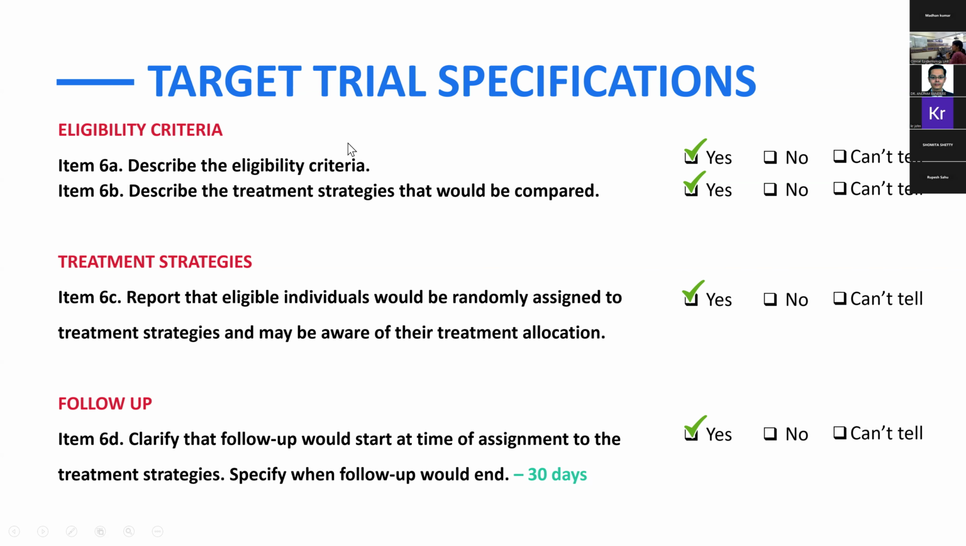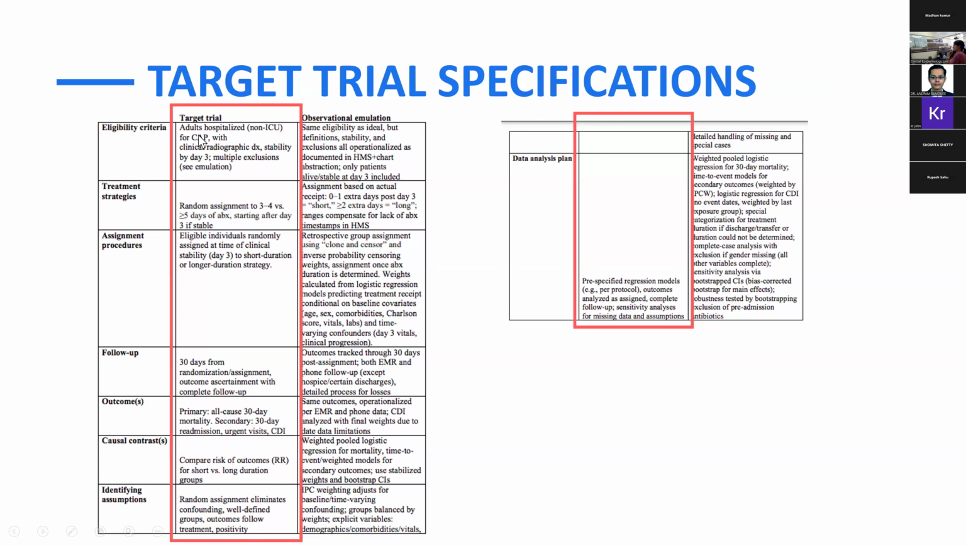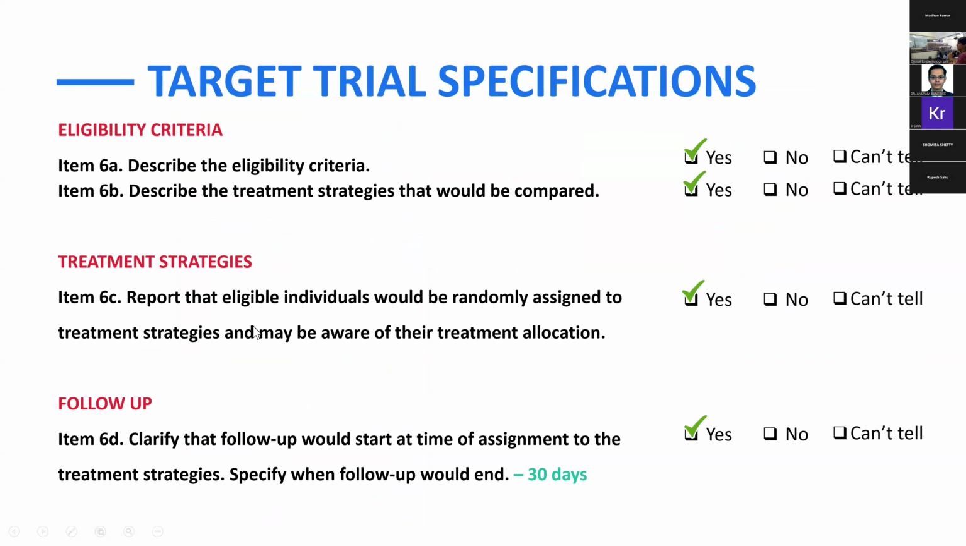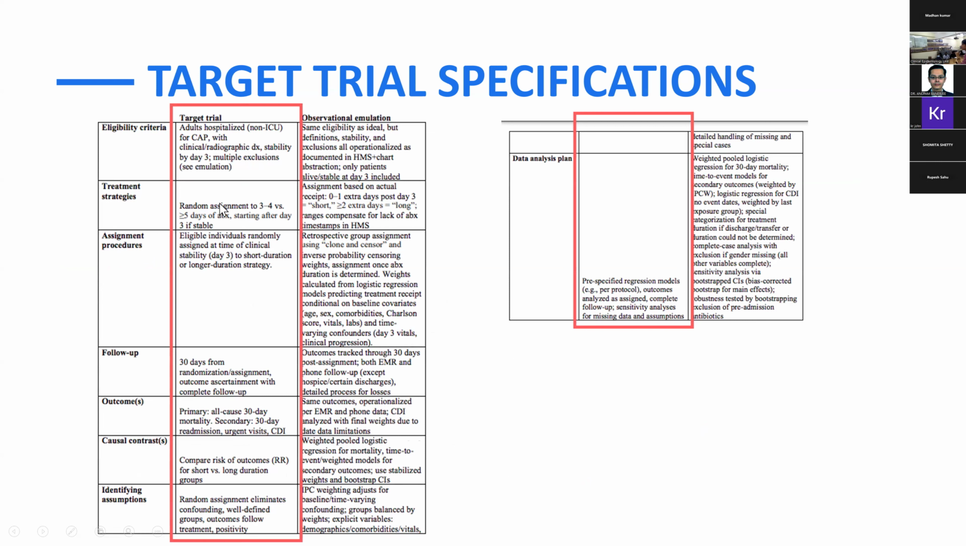So did they describe eligibility criteria, did they describe treatment strategies? Yes, they had described it in more detail also, but in this table they have given non-ICU adults with CAP, clinical radiographic diagnosis, stability by day 5, multiple exclusions, all this has already been said. So that is a yes. Did they report that eligible individuals would be randomly assigned to treatment strategies and aware of their treatment allocation? They said yes, random assignment to either short course versus long course antibiotic after day 3 if stable.